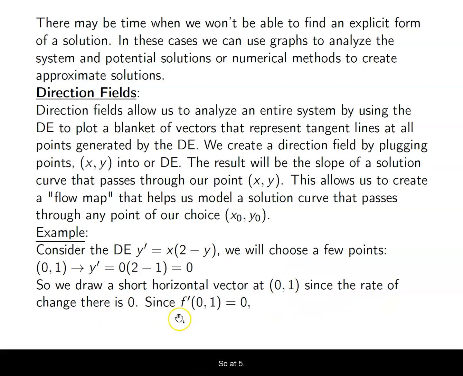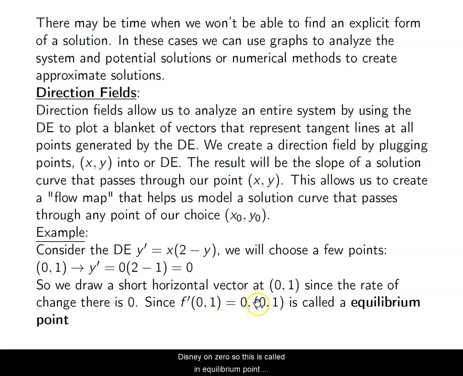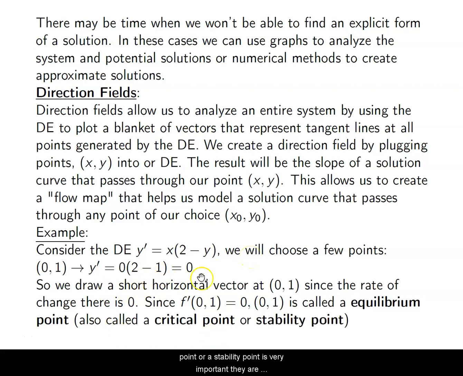So f prime of this point gives me a 0, right? This is called an equilibrium point, because at this point I'm getting out 0. That's what it means to be in equilibrium: the slope is 0 at that tangent line. We also call an equilibrium point a critical point or a stability point. It's very important. They are interchangeable. You will hear me call them different things, one of the three, throughout this lesson.